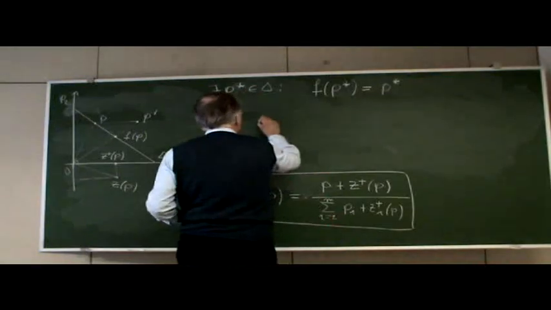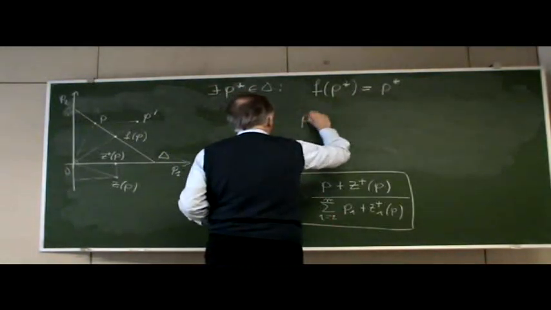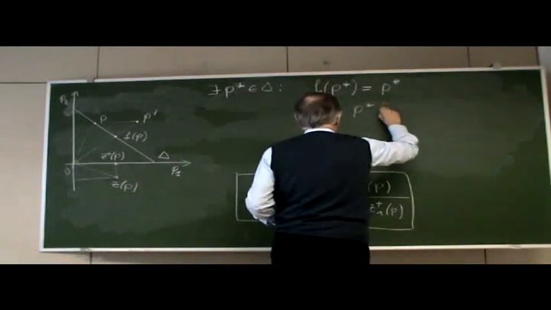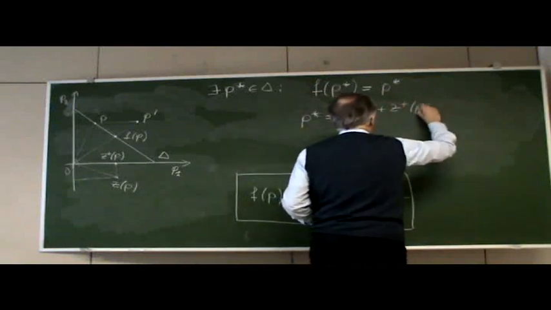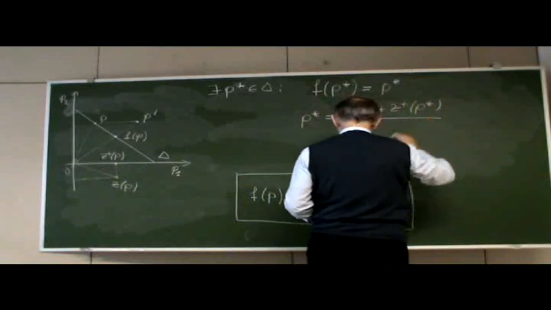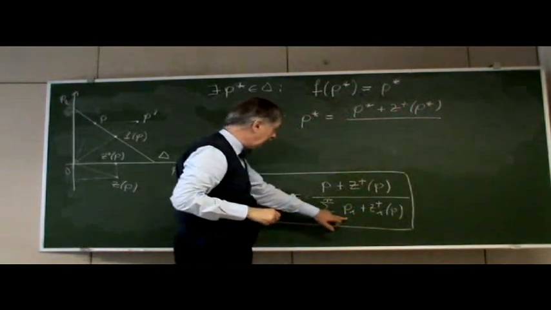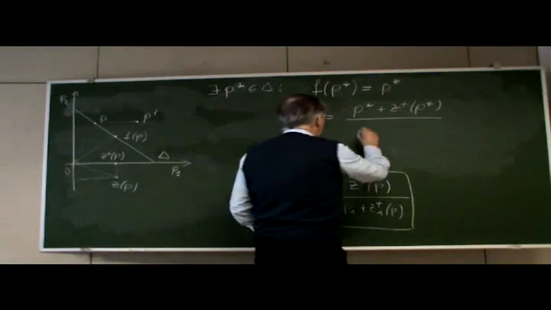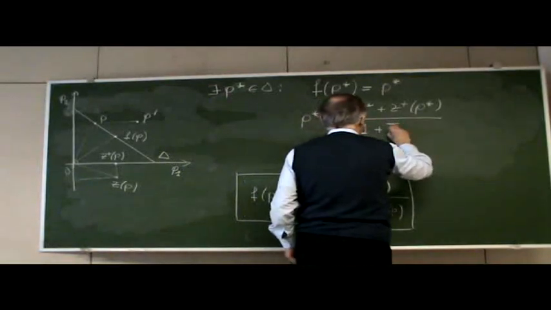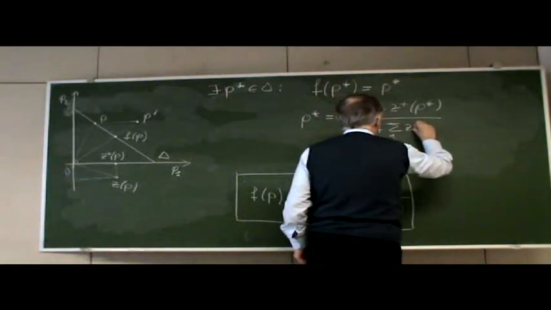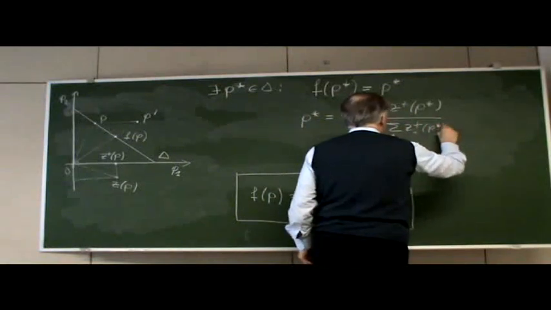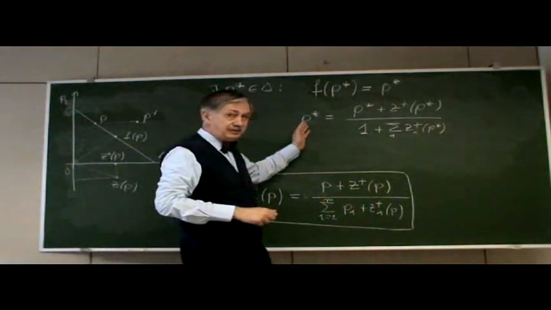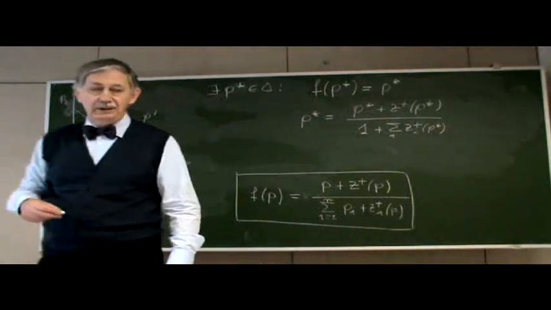Let us write. This equality can be rewritten in this way. P star is equal to P star plus Z plus of P star, over the sum of the Pi star, which is equal to 1, because the original price system P star is an element of delta. So you can write 1 plus the sum over i of Z plus i of P star. The fixed point theorem guarantees the existence of a price system P star which verifies this equality.